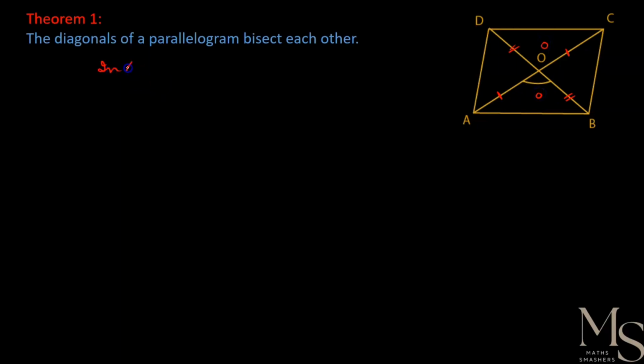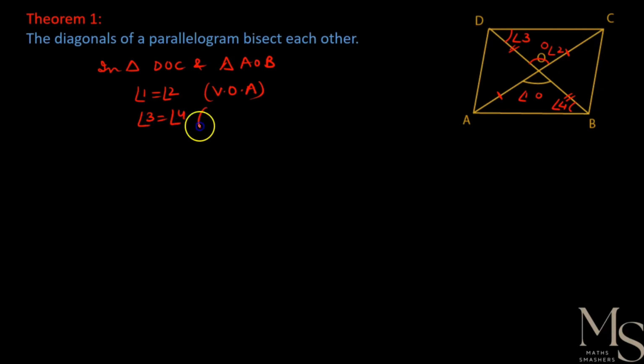So in triangle DOC and triangle AOB, as we know that this angle 1 is equal to this angle 2, right? ये भी इक्वल है. और ये angle 3 क्या angle 4 के इक्वल है? Because they are alternate angles, right? So first of all write it as angle 1 is equal to angle 2, vertically opposite angles, right? And angle 3 is equal to angle 4. How? Alternate angles, because it is a parallelogram, so alternate angles are equal, right?